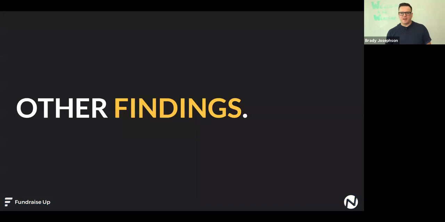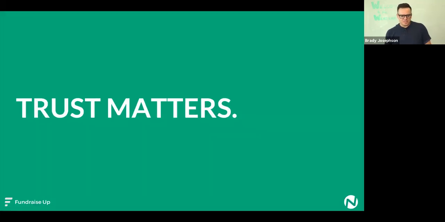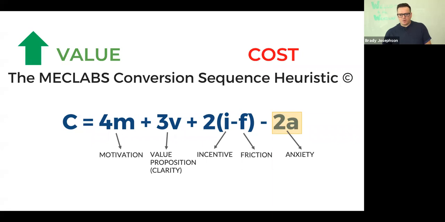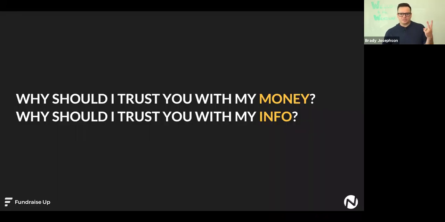All right, a few other key findings here, and then we'll get into some questions. One, trust matters. If you look back to this giving equation, on the cost side, we have this anxiety factor. A couple of ways that you can answer someone's anxiety: they're really trying to answer these two questions. Why should I trust you with my money? Why should I trust you with my information?